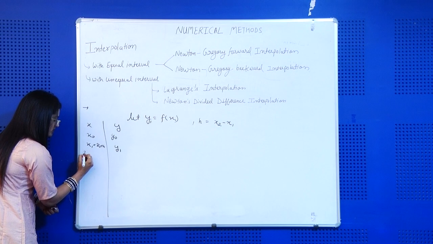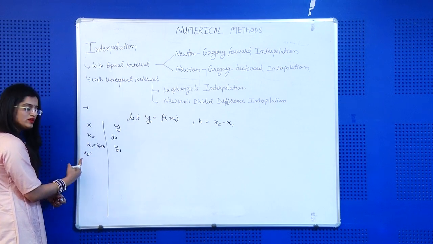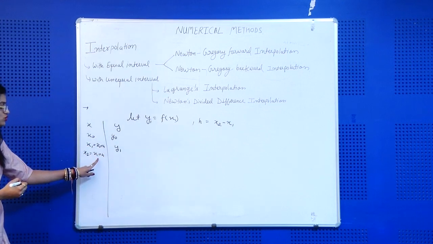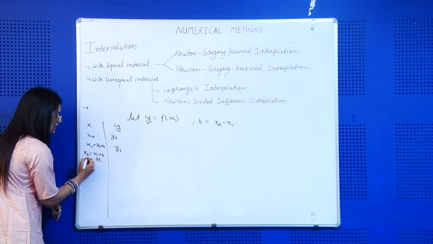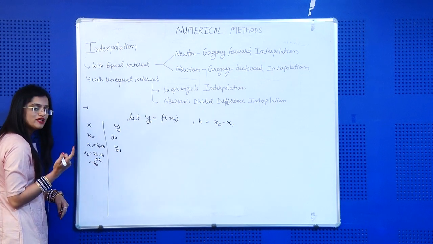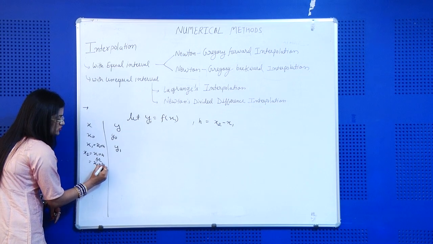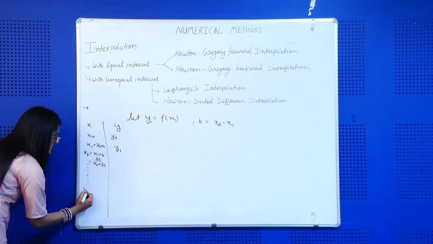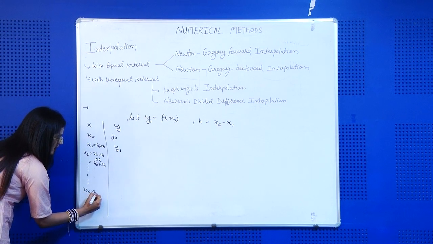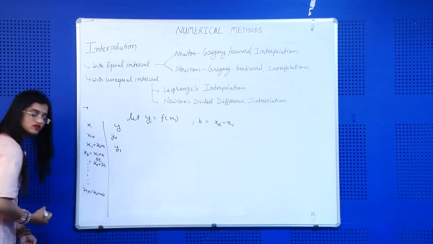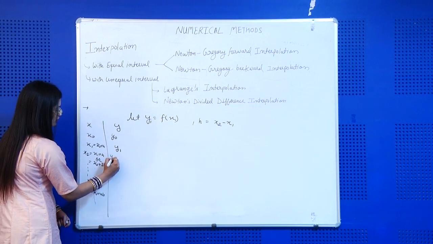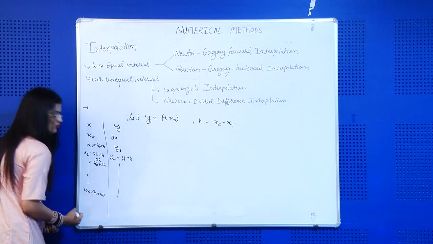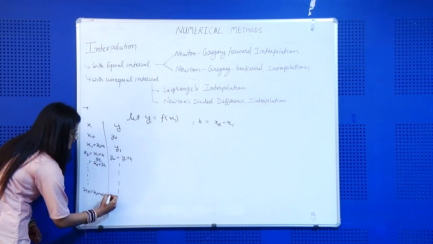For the next value, x2, I can calculate it as x1 plus h, a single increment from the x1 position, or as a 2 times increment from the x0 position. This is how we construct the column values: xn equals x0 plus nh, which is my nth value of x. The corresponding value of y is y2, and the corresponding value of y for the xn position is yn.